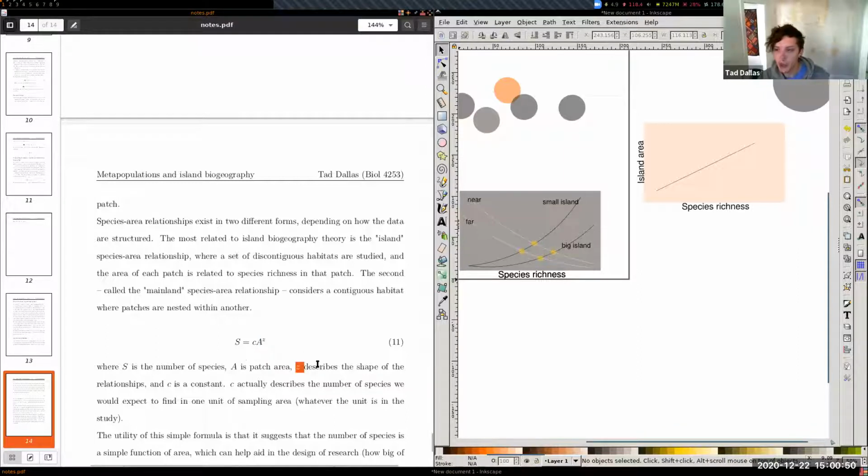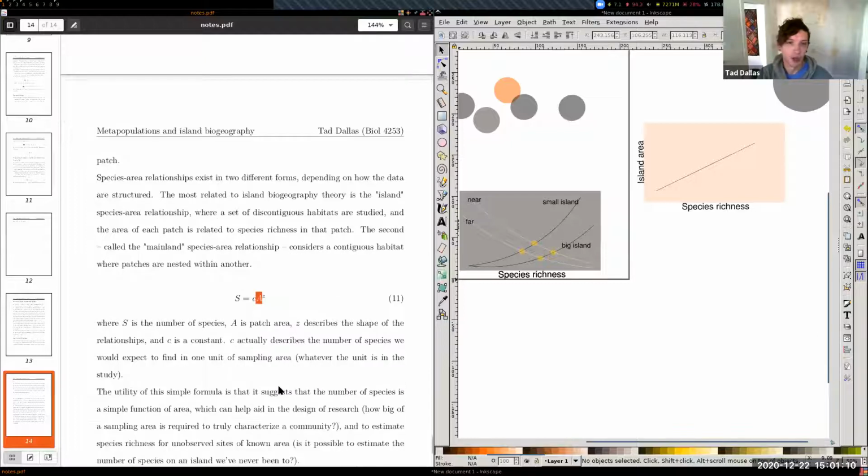So Z describes the shape of the relationship, in terms of how steep the slope is or how nonlinear it is. And then C is some constant, where C actually does mean something. It describes the species we would expect to find in one unit of sampling area A, whatever unit that is in.